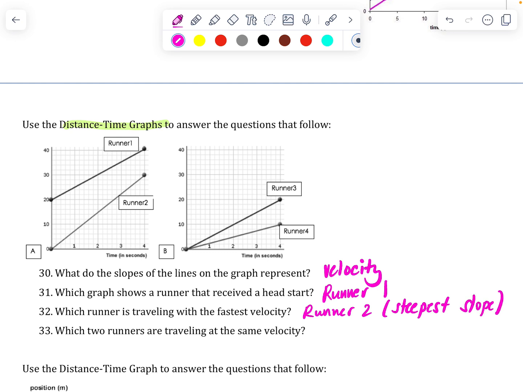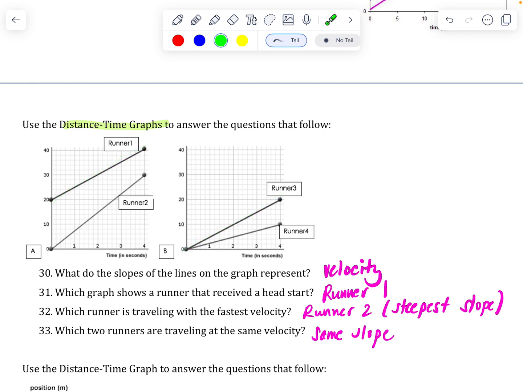Which two runners are traveling the same velocity? So they will have the same slope. If you look, these two don't have the same slope, and these two don't have the same slope. But it looks like probably runner 1 and runner 3. Those are about the same slope.